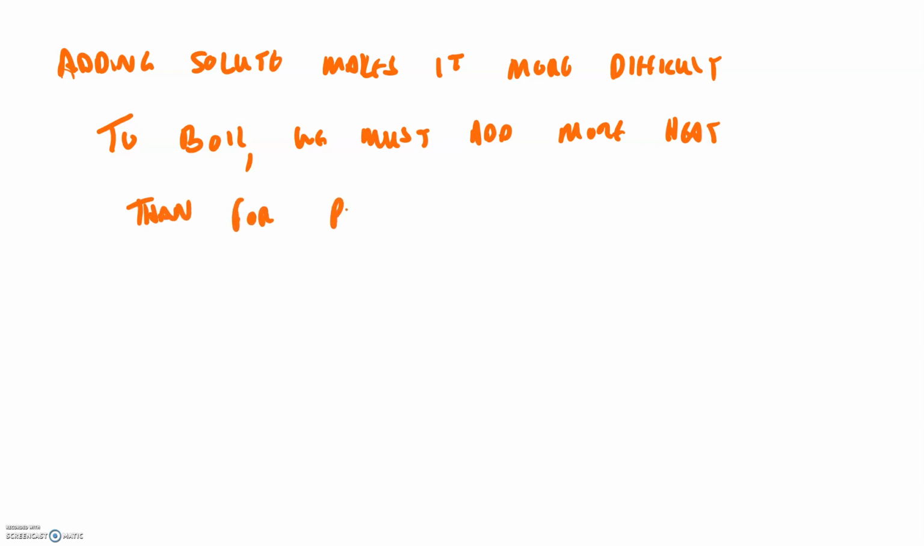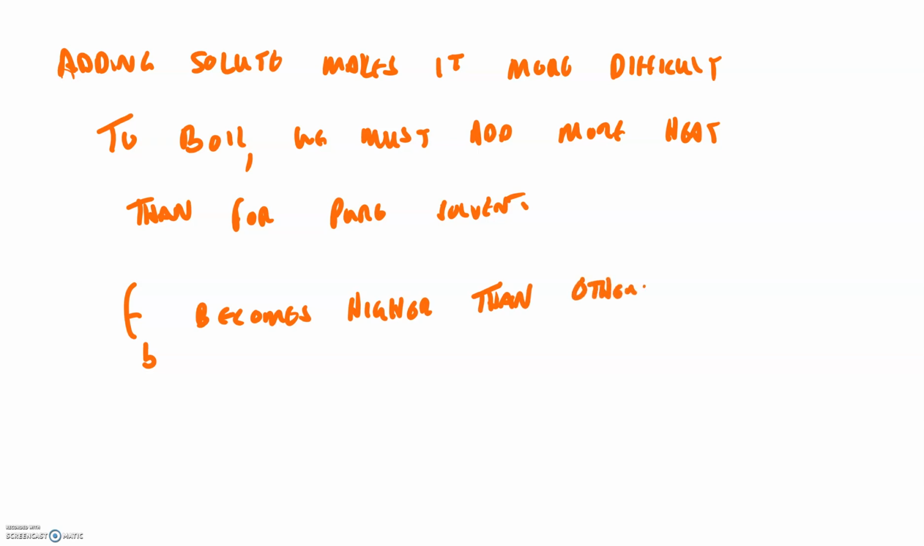Than for pure solvent. What this is going to do is make it harder to boil, and so it's going to alter the boiling point. The temperature at which the water boils becomes higher than otherwise. And what this means is that you have to add more energy, and the water, which would normally boil at 100 degrees Celsius, won't boil at that temperature. You have to heat it even harder.